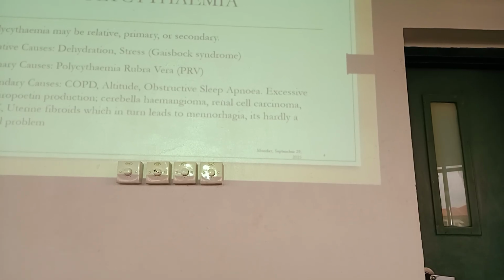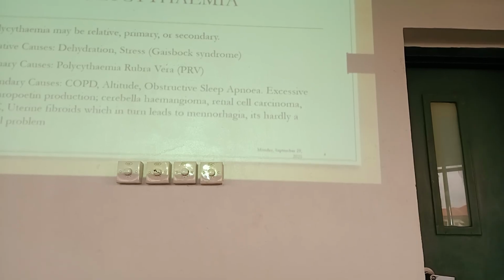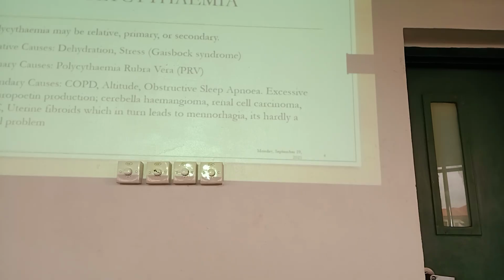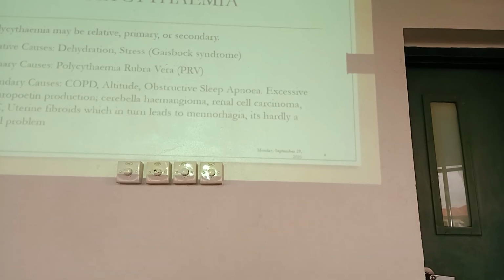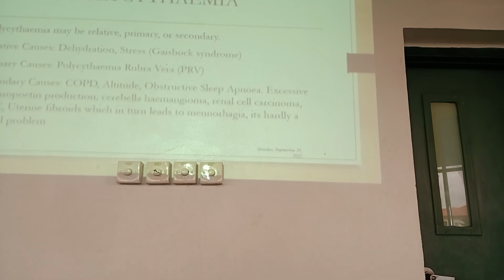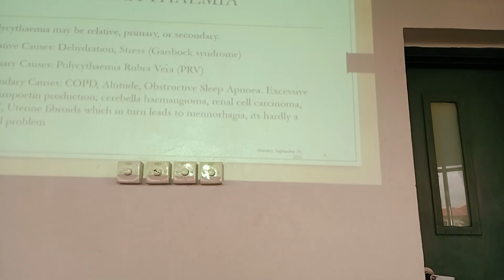Producing erythropoietin apart from the natural site of production. What are the natural sites of erythropoietin? The kidney and the liver. You now have a cancer that is secreting erythropoietin, and the erythropoietin being secreted will stimulate erythropoiesis.